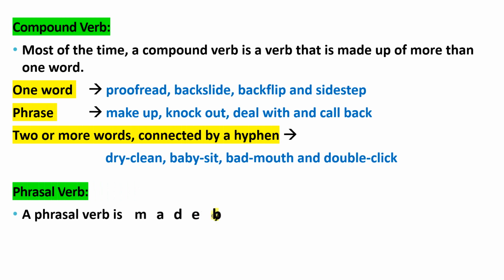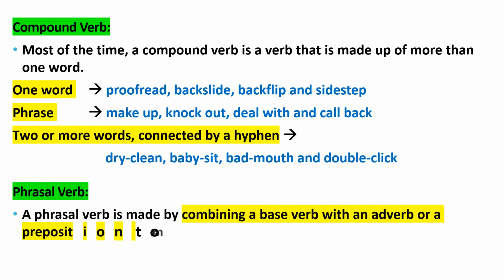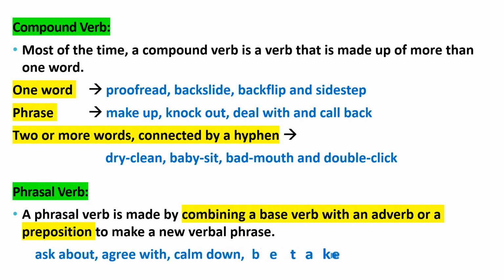Phrasal verb. Phrasal verb is a type of compound verbs. A phrasal verb is made by combining a base verb with an adverb or a preposition to make a new verbal phrase. Most of the time, the meaning of a phrasal verb has nothing to do with the meanings of the words that make it up. So, think of a phrasal verb as if it were a completely new word. Some phrasal verbs are ask about, agree with, calm down, be taken with, and make it up to, etc.